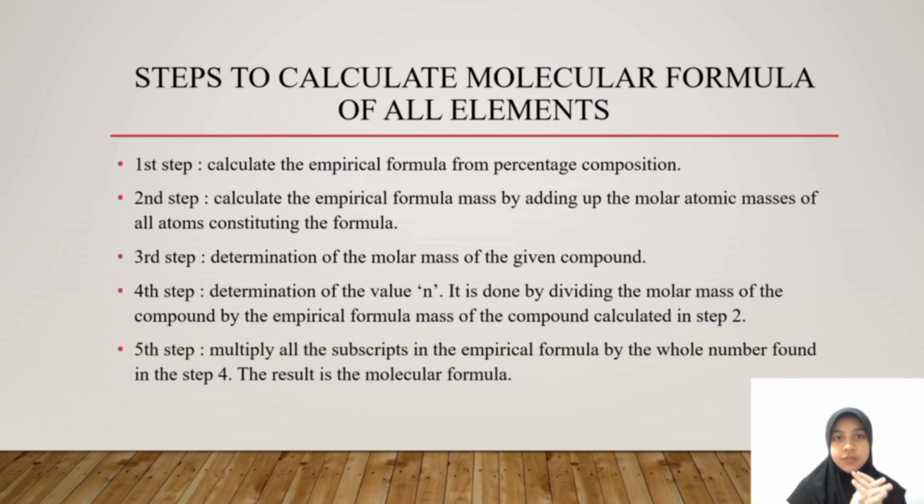Here are the steps to calculate the molecular formula. First, we need to calculate the empirical formula from percentage composition. Second, we calculate the empirical formula mass by adding up the molar atomic masses of all atoms constituting the formula. Next, we determine the molar mass of the given compound, and we also determine the value of n. It is done by dividing the molar mass of the compound by the empirical formula mass we calculated in step 2. The last one, we multiply all the subscripts in the empirical formula by the whole number found in step 4. So the result is the molecular formula.